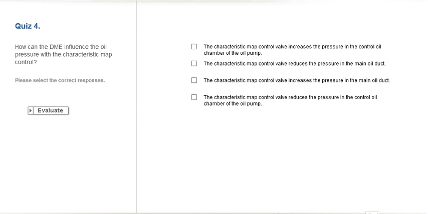How can the DME influence the oil pressure with the characteristic map control? Please select the correct responses. That is unfortunately incorrect. Please try again. That is unfortunately still incorrect.